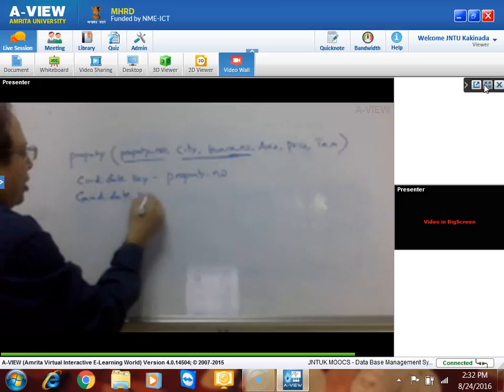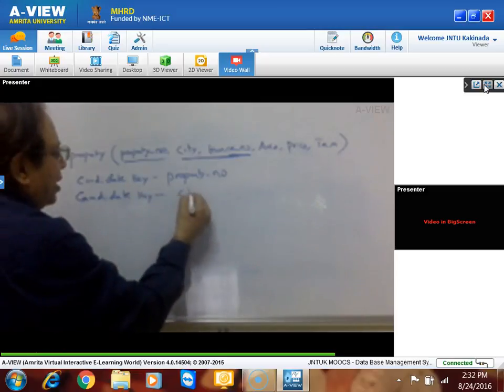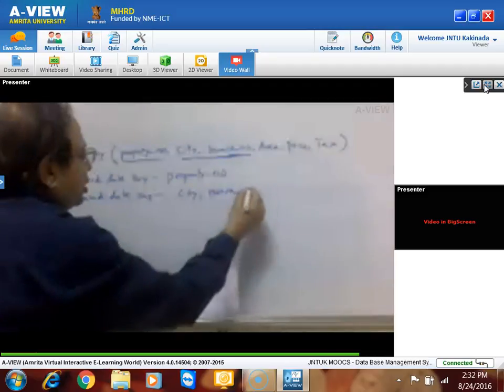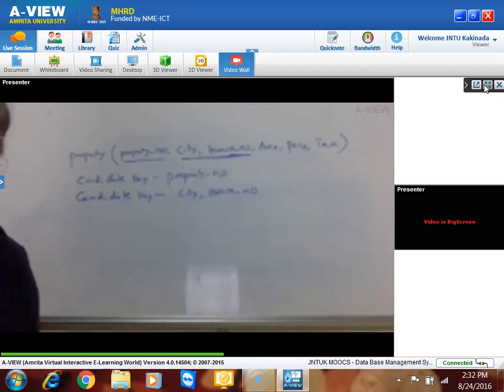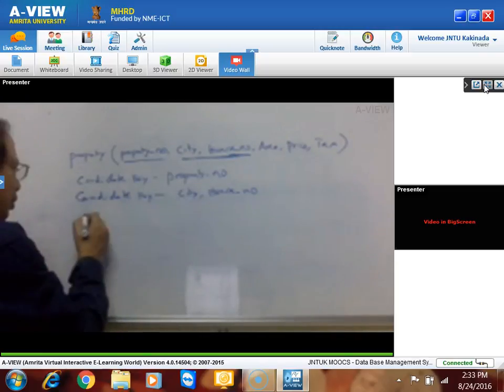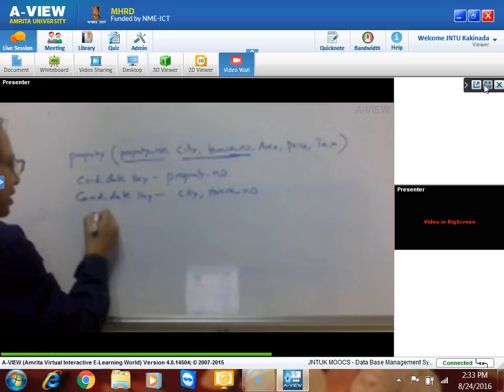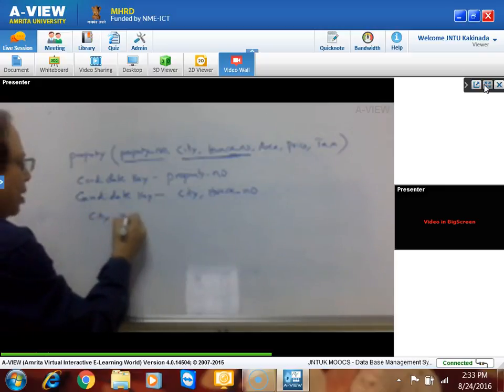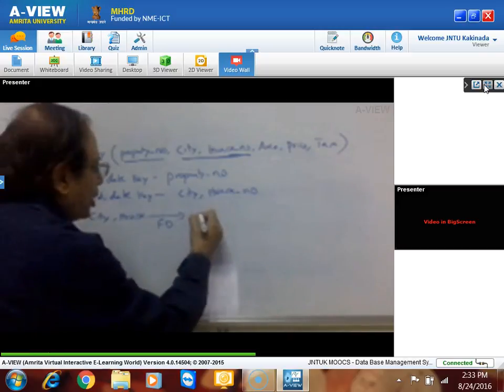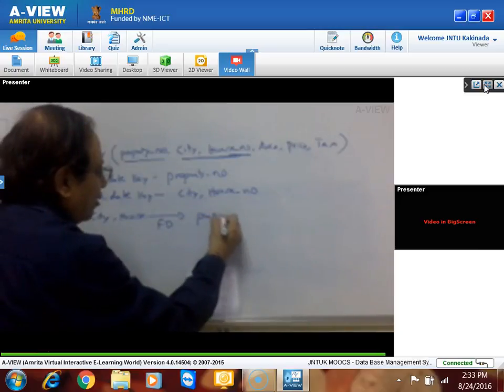What does this mean? It means that there is another candidate key for this, because this is going to be unique. There is another candidate key, city, house number, in this relationship. Together, this is going to be unique. This is not going to be repeated. Now, given this, we can say city, house number, now property number.